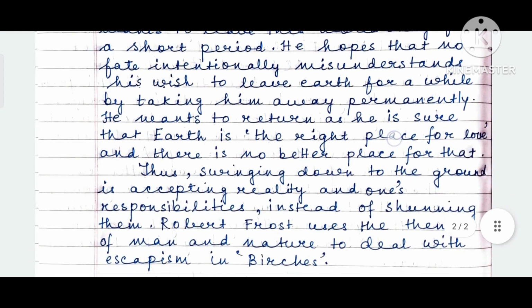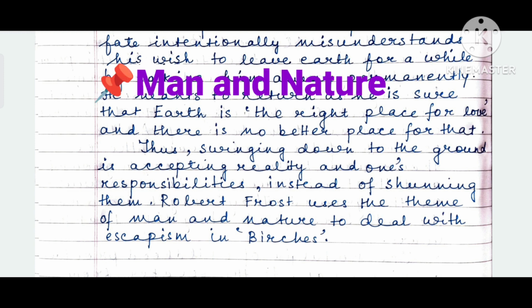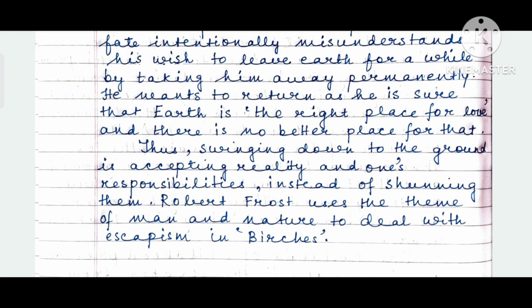Now the conclusion. Thus, swinging down to the ground is accepting reality and one's responsibilities instead of shunning them. Robert Frost uses the theme of man and nature to deal with escapism in Birches. Another suggestion, the theme of man and nature. So, nostalgia, theme of truth and fancy, imagination and reality, and again escapism and man and nature.